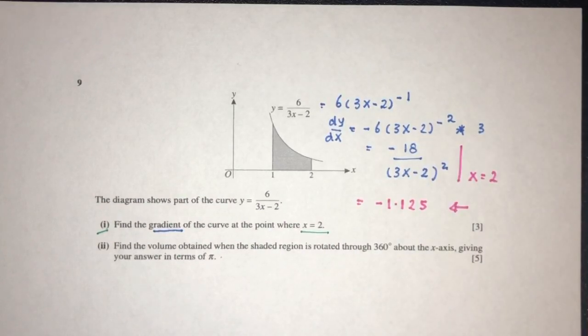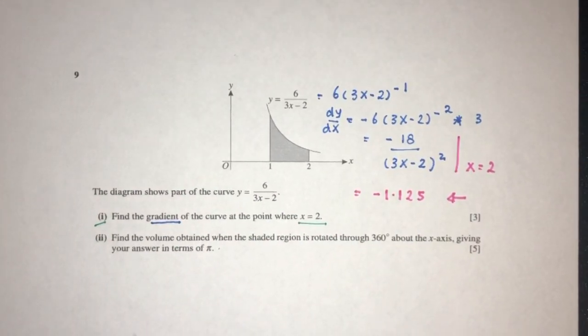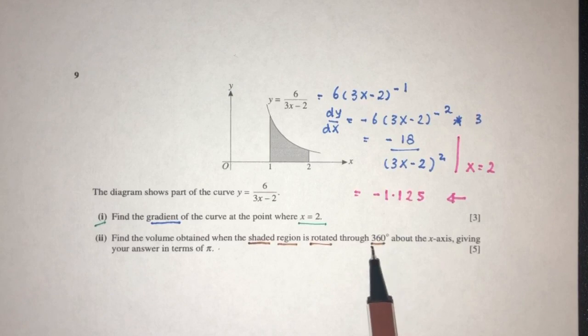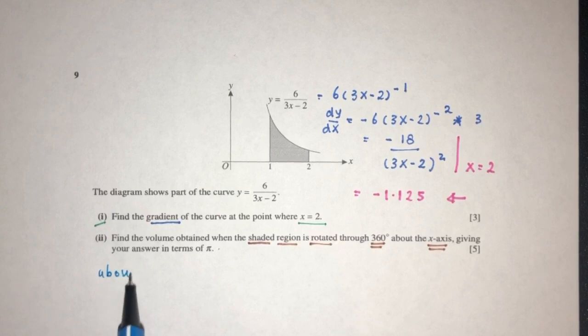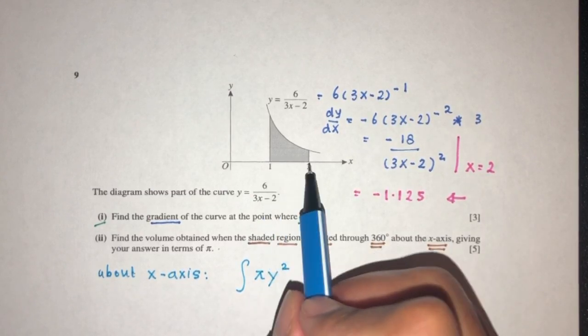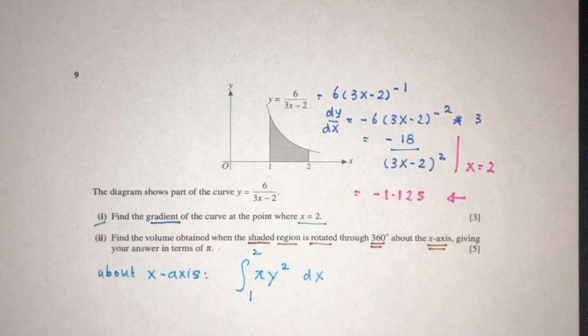Okay, now part 2, we have to find the volume obtained when the shaded region is rotated through 360 degrees about the x-axis. So again, about the x-axis, so pretty easy. For rotation about the x-axis, we just have to know the formula, which is the integral of pi y squared with respect to dx, and the limits are between 2 and 1.